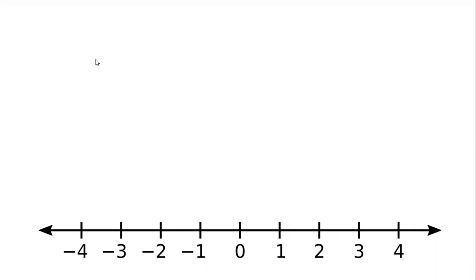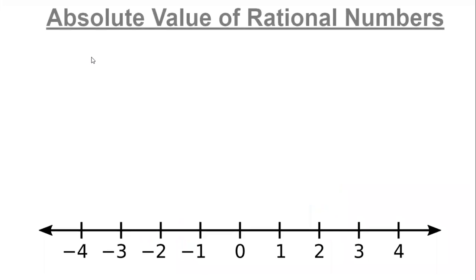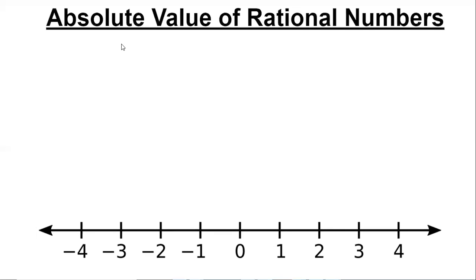Welcome back. Let us continue. Now we're going to talk a little bit about absolute value of rational numbers. Remember, absolute value is a distance from 0. So absolute value is always positive because distance can only be positive. It doesn't make sense to measure one point to another point and call it a negative distance, right? That does not make sense. So absolute value is a distance.